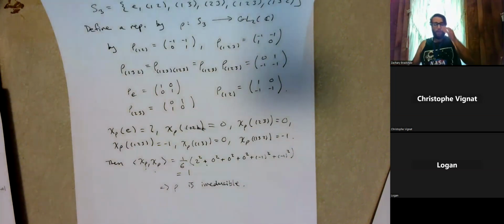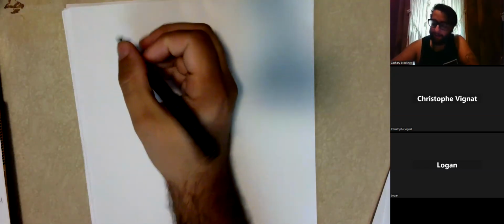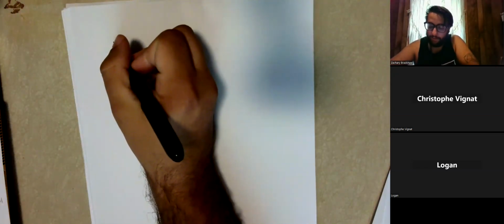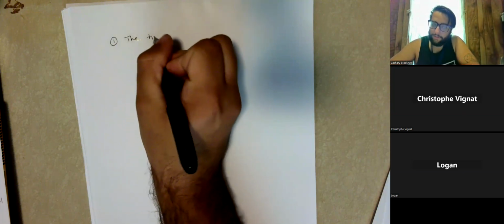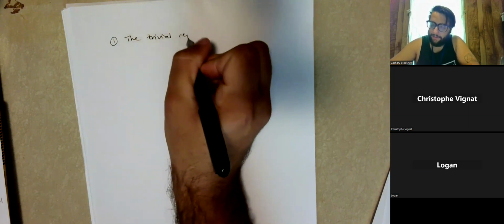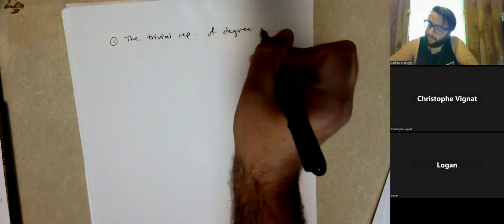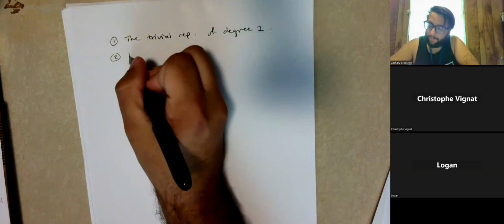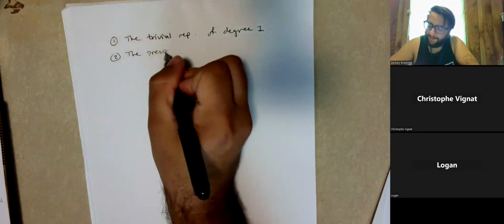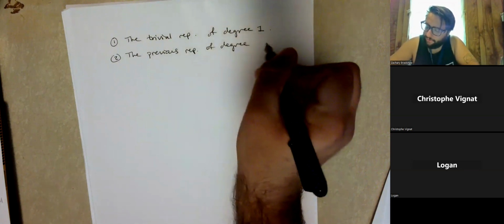Okay, so we currently know of 2 irreducible representations of S3. Okay, so the first one is the trivial representation, and it has degree 1. And now we know a second one, so I'll call it the previous representation, of degree 2.